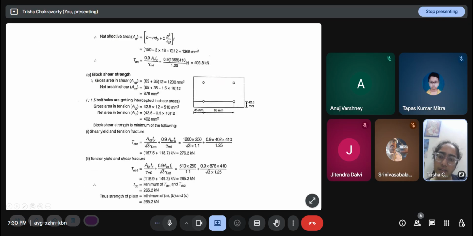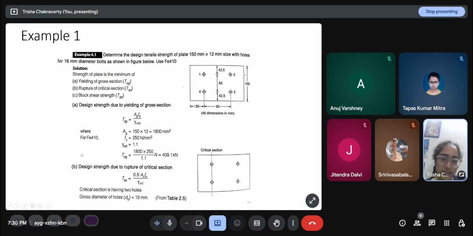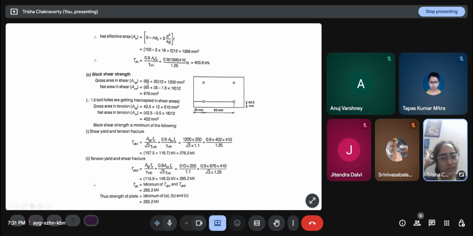And block shear strength, the gross area in shear. Let's look at the shear area. This is 150, and these bolt holes are placed in the arrangement given here, 42.5, 42.5. So this is 65, this length is also 65, and this end distance is 35. So the block shear area will be this part. If it shears off, this entire block is going to shear off.